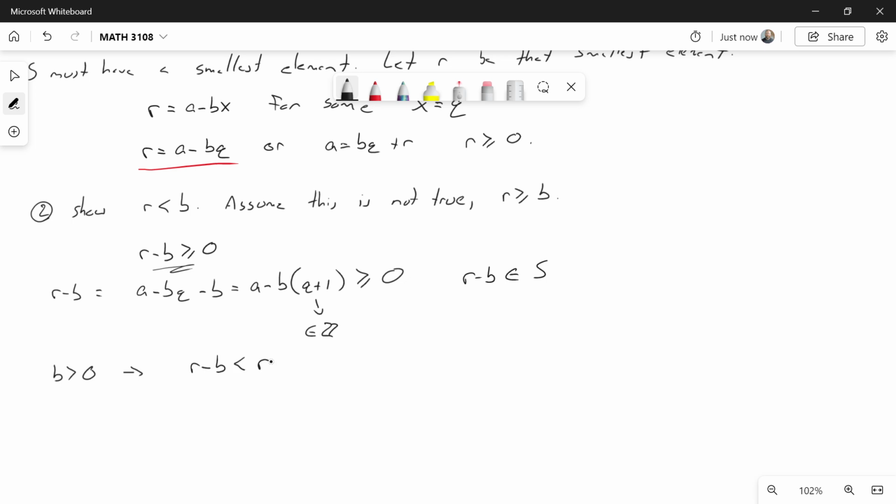So if all of this is true, assuming that R is greater than or equal to B, that means R minus B has to be an element in S, and R minus B is smaller than R. But that's the contradiction, because once we pick that element R from our set S originally, we pick the smallest element inside of there. So R minus B can't be inside of there because that would say there was a smaller element than the smallest element. That makes no sense. So that doesn't work for us. So this is a contradiction.